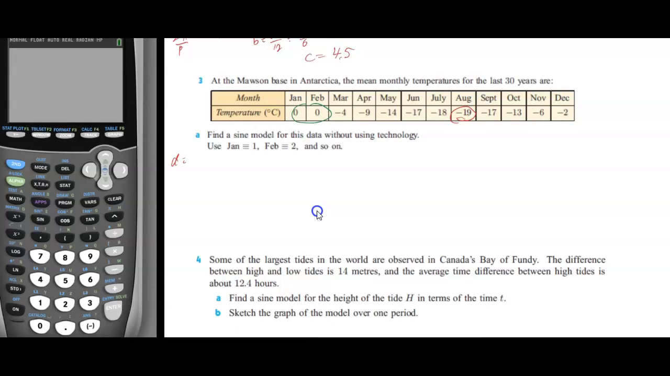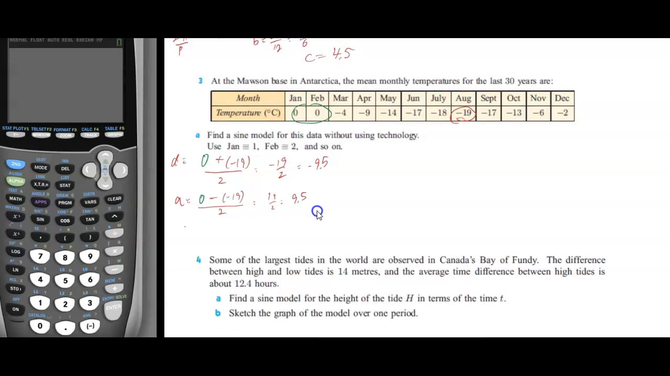So for D, I want to add the y values, which are 0 and negative 19, and then divide by 2. So negative 19 divided by 2 is negative 9.5. Okay, what about A values? For A, I'm going to do the maximum value minus the minimum value and divide that by 2. So 19 divided by 2 is equal to positive 9.5.